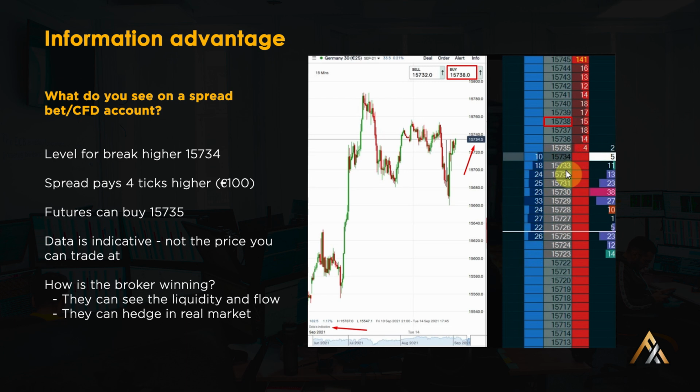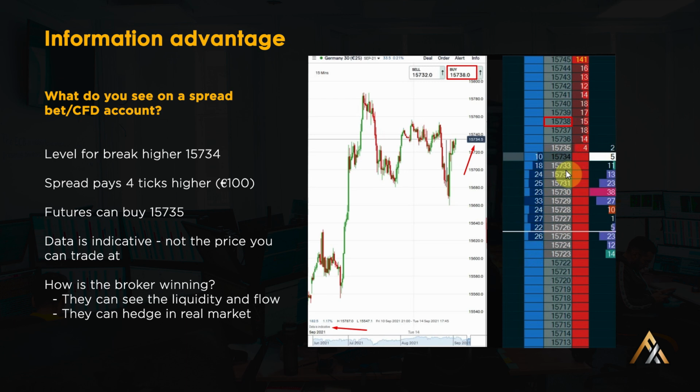So ask yourself this as well. How exactly is the broker winning here? Quite simply, the broker's at a massive advantage because they can see liquidity and flow to start with. So they can see whether this is going to break. They can see if there's lots of people starting to buy in the DAX future, then they can move their buy price to a higher point. So you may not be able to get 738, you may be paying 740 because they can see that the buying is coming in on the actual futures market.